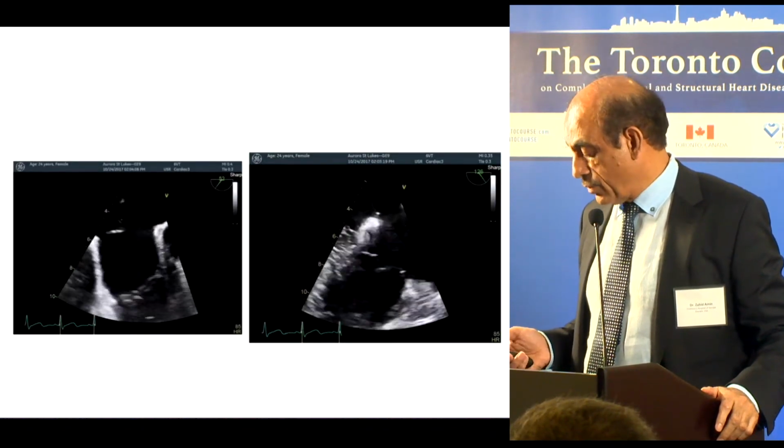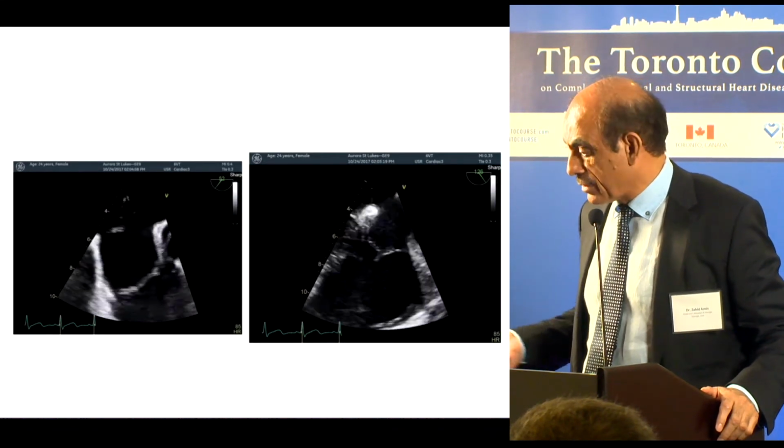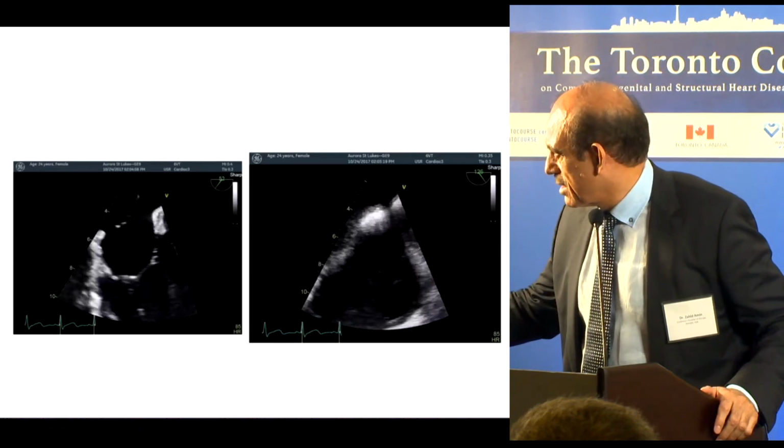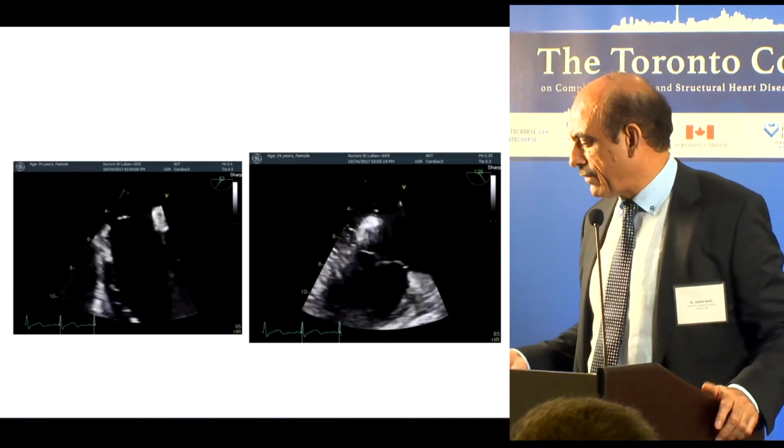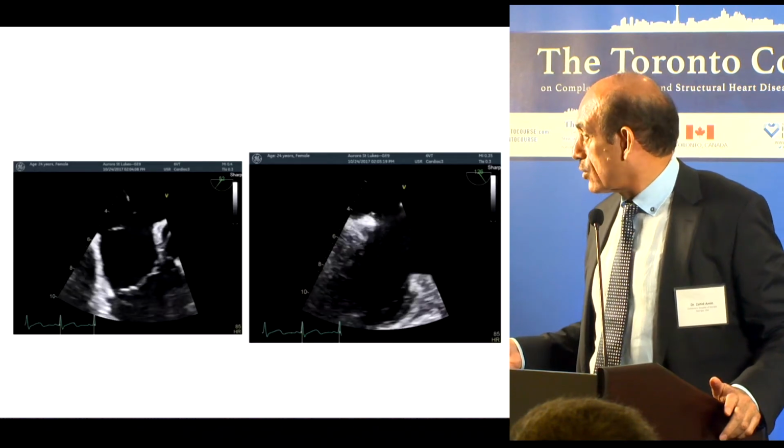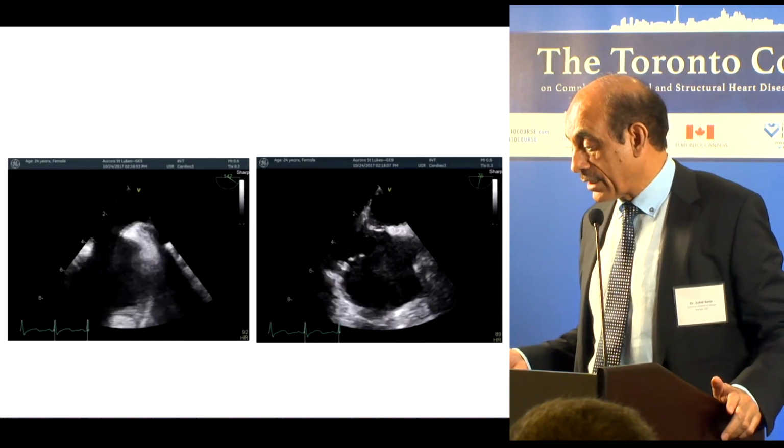Here's a short axis view. You can see the eustachian valve. Don't confuse that. And here's the atrial septal defect. This is a slam dunk case, no question about it, if you're looking at it now.